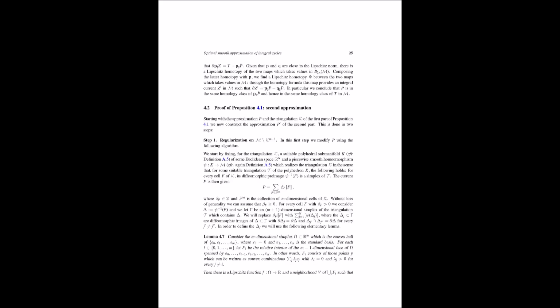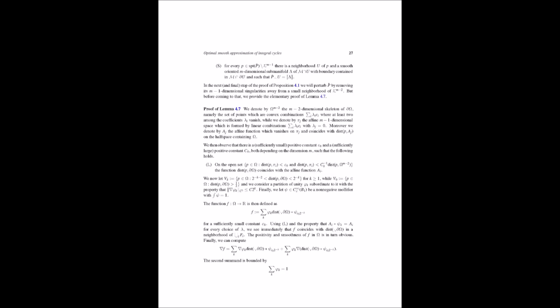Exactly. And they break down the construction of P into two steps. First, they regularize the current on the complement of the M1 skeleton, essentially pushing the current away from those lower dimensional cells to get smoothness. Smoothing things out step by step. Right. And in step 2, they carefully remove the remaining M1 dimensional singularities, while staying away from a small neighborhood of the M2 skeleton. It's a delicate balancing act. A lot of intricate steps involved.